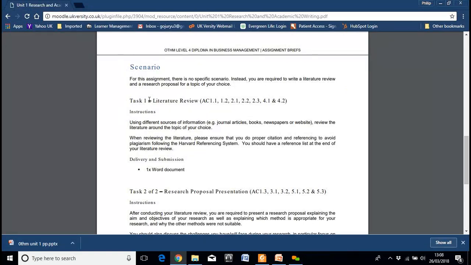So again, what is a literature review? Using different sources of information, journal articles, books, newspapers, or a website, review the literature around the topic you've chosen. When you review the literature, ensure that you do proper citation, that is recording where you've got the information from, and the referencing to avoid plagiarism using the Harvard referencing system.